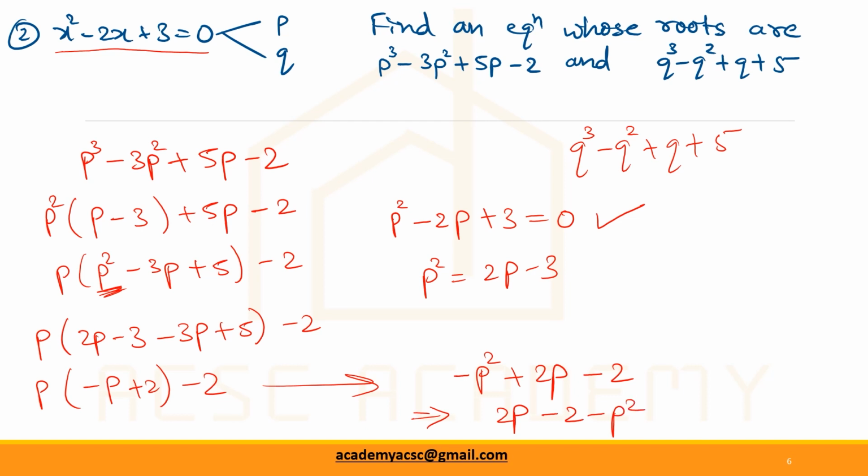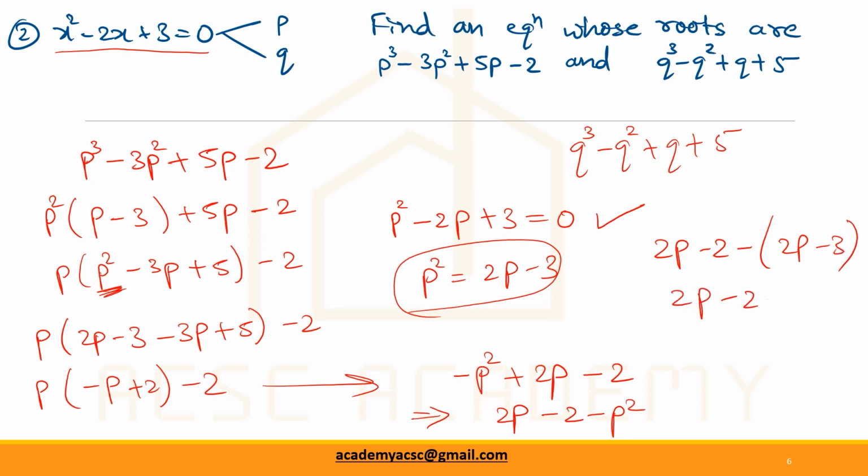And we will once again substitute this value of p squared over here, and it will give 2p minus 2 minus of 2p minus 3. This gives 2p minus 2 minus 2p plus 3. Now there is a surprise: p is getting cancelled out and we are simply left with 1.